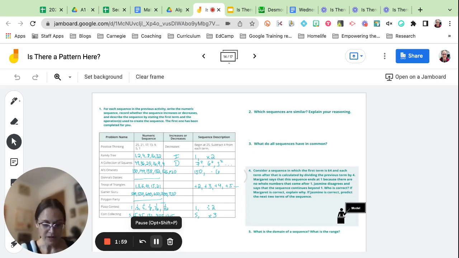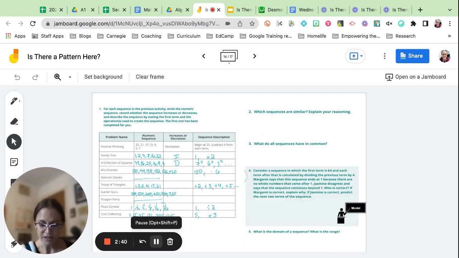So there's a lot of right answers here. You might have said that coin collecting and positive thinking are similar because they both involve multiplication. You might have said that the ones that are decreasing are similar because they're decreasing. Whatever your reasoning is, as long as it's logical, it's correct. And what do they all have in common? Well, they can all be described mathematically. Just think about the number that they start with, and then think about the mathematical operations that occur. If you know the first number and the mathematical operations that follow, then you can generate any number of terms of those sequences. All of those sequences have that in common.